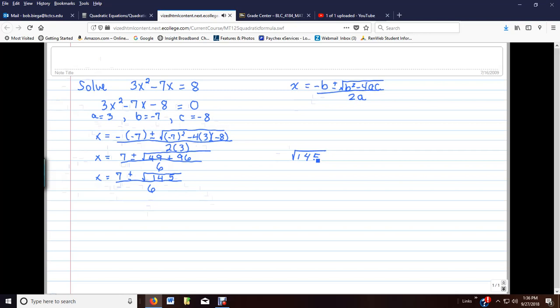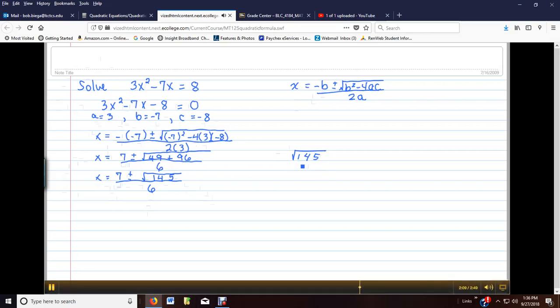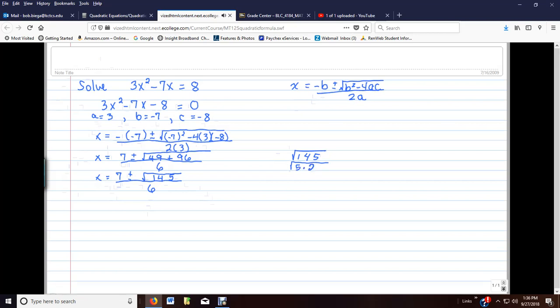It might. I can tell that 5 goes into it, so let's see. 5 times 29. Well, no, neither one of those are perfect squares, so it doesn't break down. The answer that we have is the correct one.